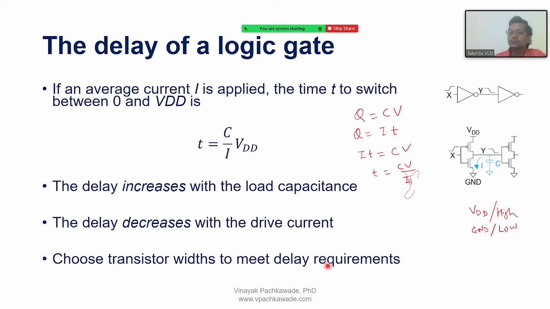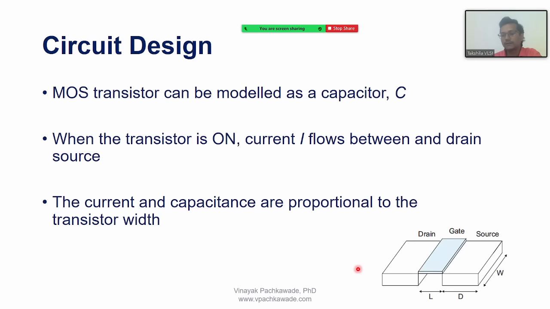So if we want to make the circuit speedier, to make it work faster, whether in circuit design or in the layout, we want to minimize the delay. So the option we basically have is to make the transistor wider. If we make it wider, what will happen?